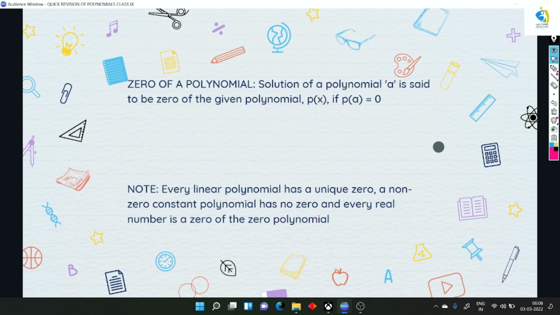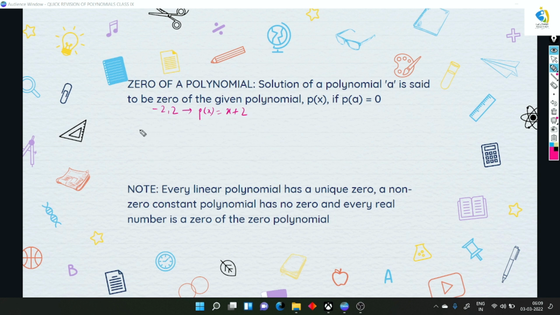Zero of a polynomial. Zero of a polynomial is actually the solution of a polynomial. A number a is said to be the zero of the given polynomial p of x if p of a is 0. Here I will just consider an example. Let's say minus 2 and 2 are two given numbers, and we have to check whether these are zeros of the given polynomial p of x, which is given as x plus 2.